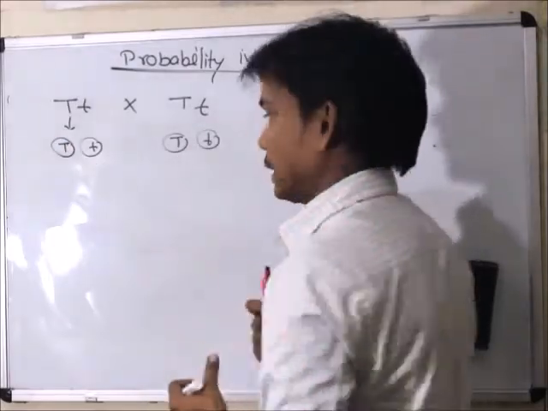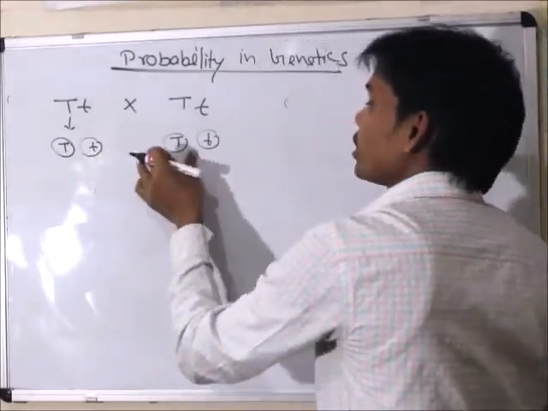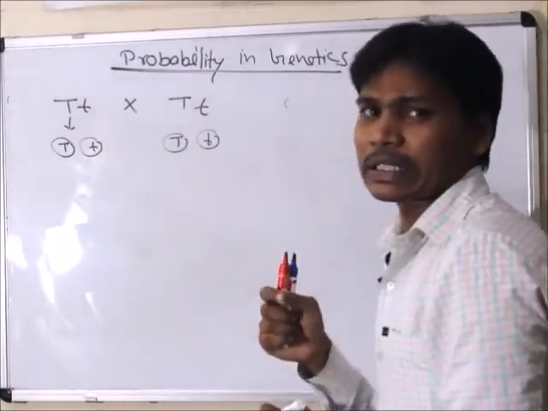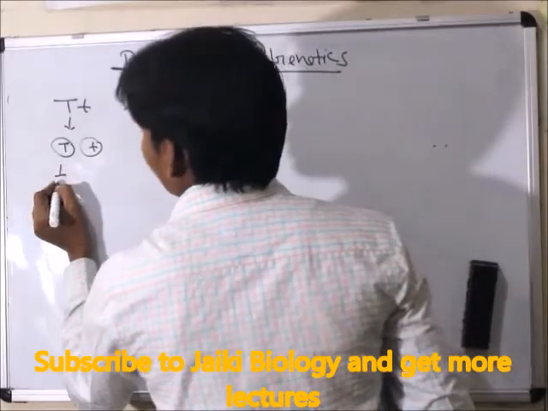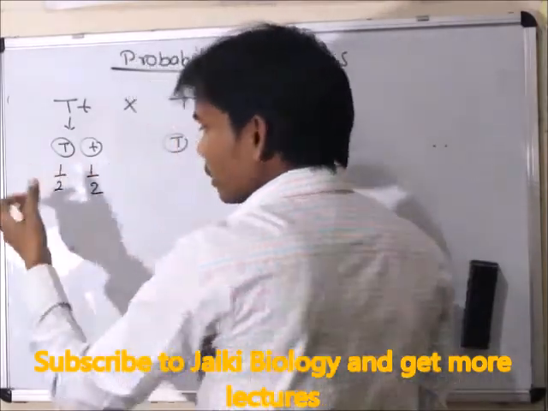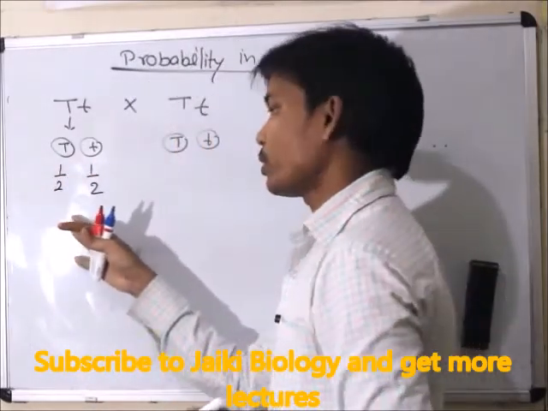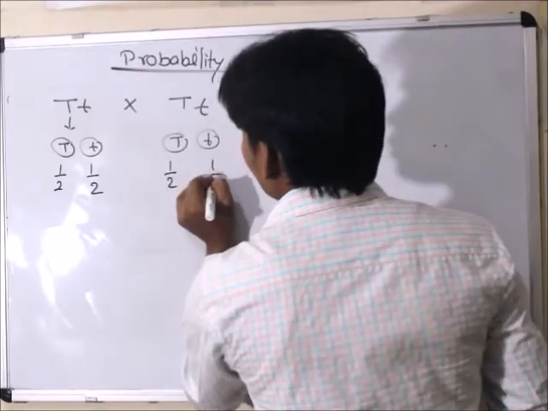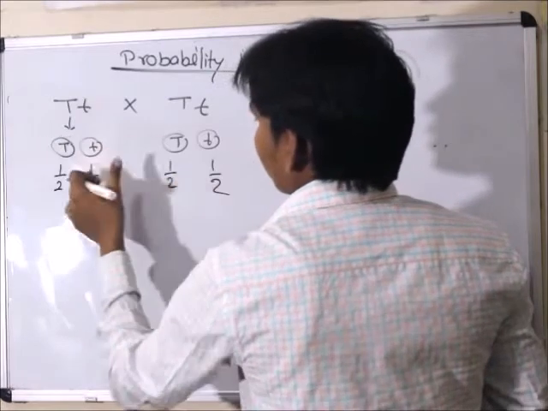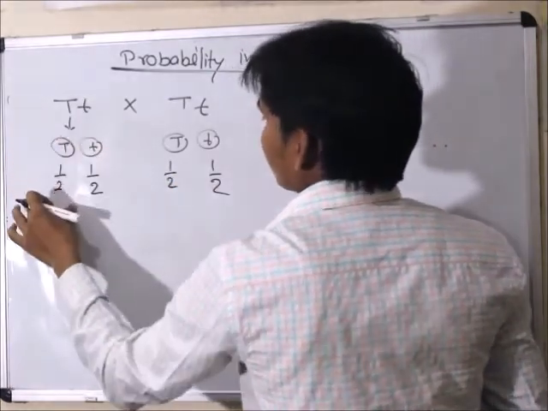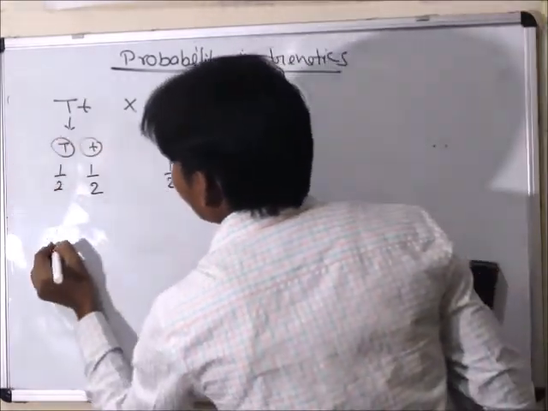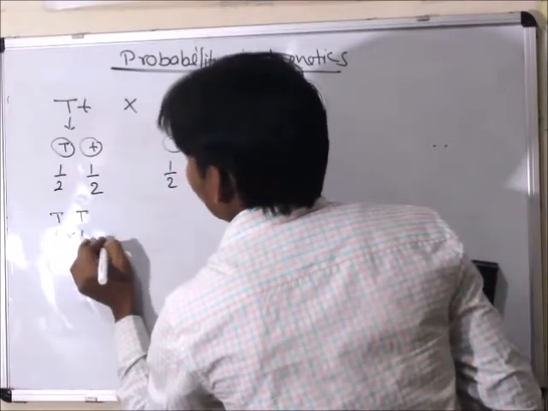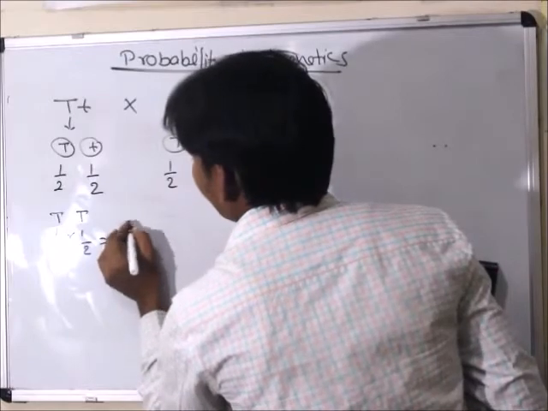That is 50%. And also capital T going with small t, or going with capital T, is 50%. All are 50%. You can write 50% as 1 by 2. You should know that it is 1 by 2, 1 by 2. Then if you cross, these gametes going to capital T is 1 by 2 into 1 by 2, equal to 1 by 4.